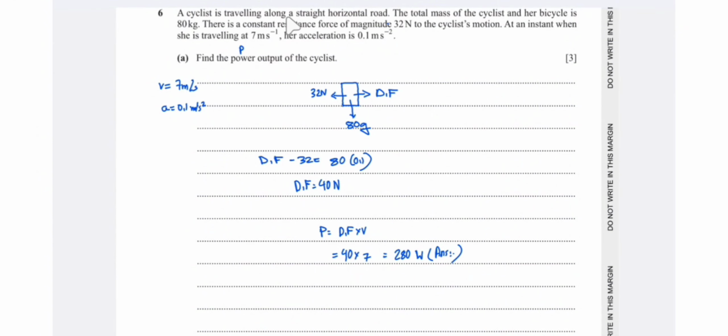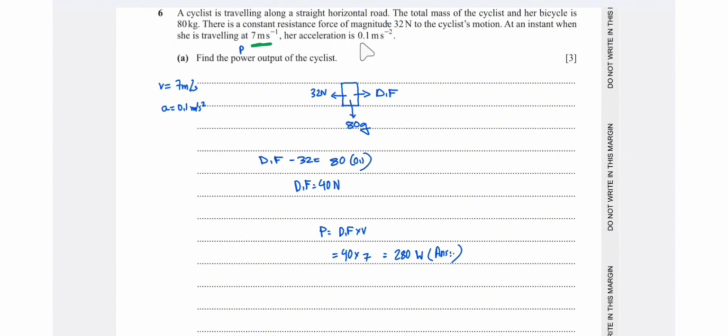A cyclist is traveling along a straight horizontal road. The total mass of the cyclist and her bicycle is 80 kg. So the weight is equal to mass into gravitational field strength g, so 80 g, acting vertically downwards. There is a constant resistance force of magnitude 32 Newton to the cyclist's motion.